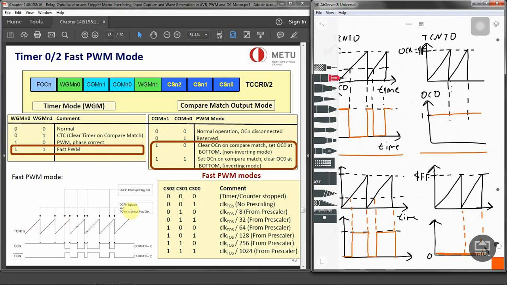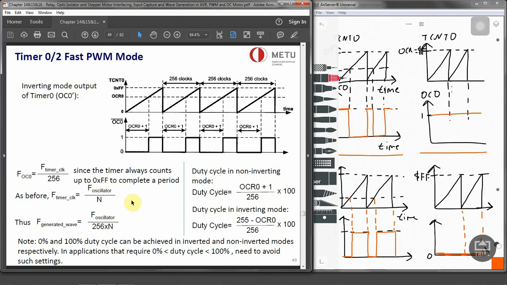As you can see, TCNT values reach the top, so OCR is updated, and the timer overflow interrupt flag is set over here. And in these ones, the OCRn interrupt flag is set. Based on that, either inverted or non-inverted OCn can be outputted. So in order to calculate the frequency of the waves or the duty cycles, there are a couple of formulas that we can use.